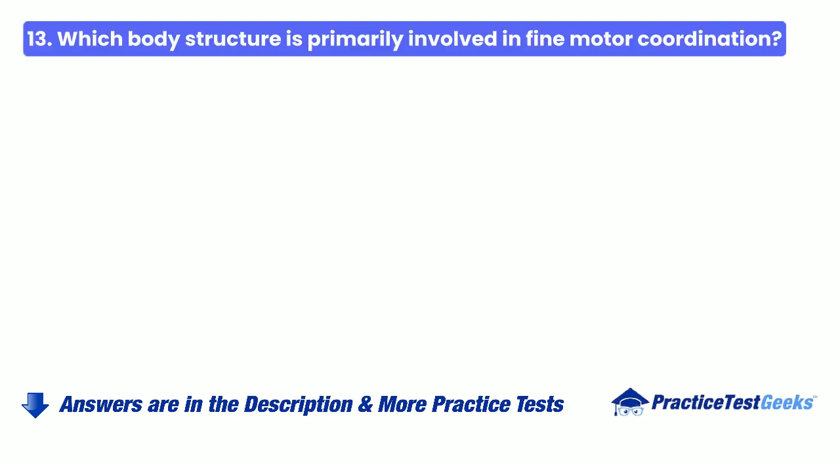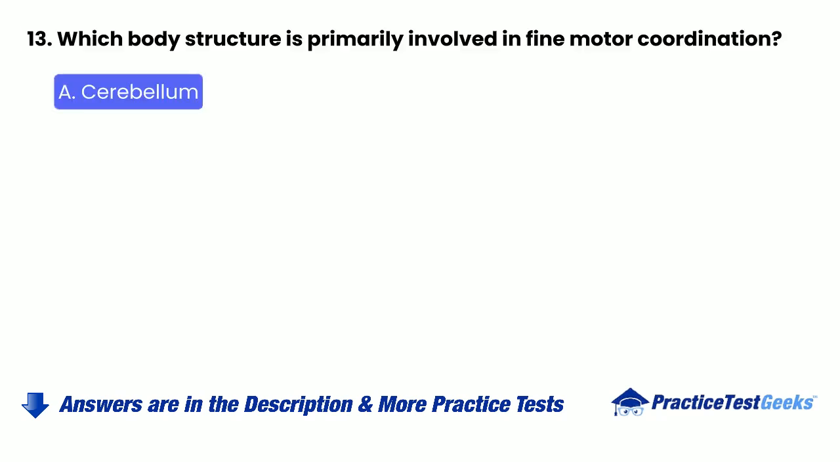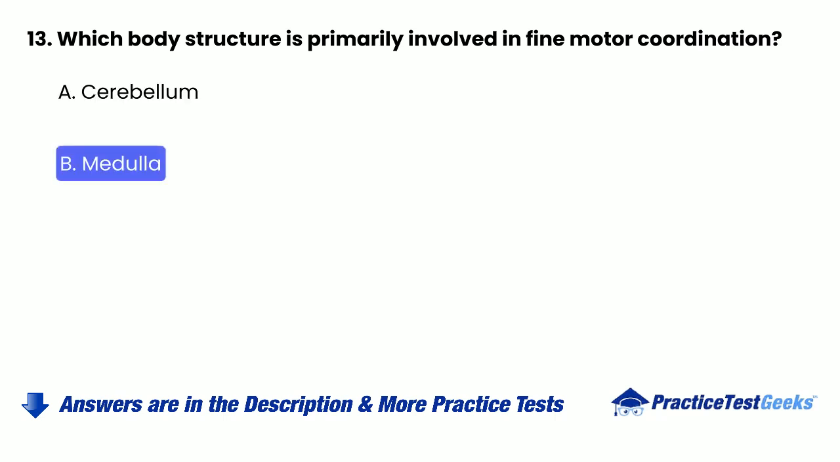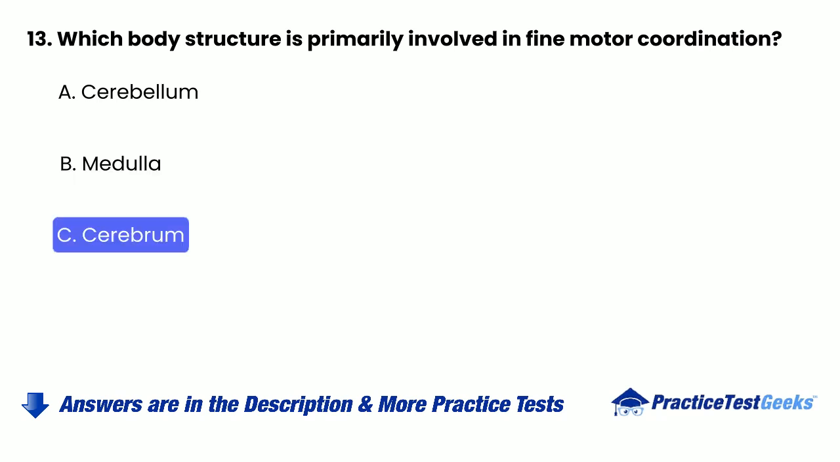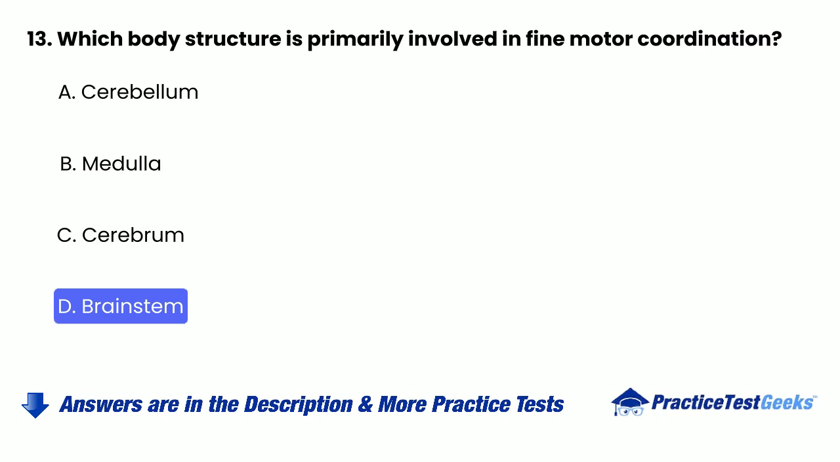13. Which body structure is primarily involved in fine motor coordination? A. Cerebellum. B. Medulla. C. Cerebrum. D. Brainstem.